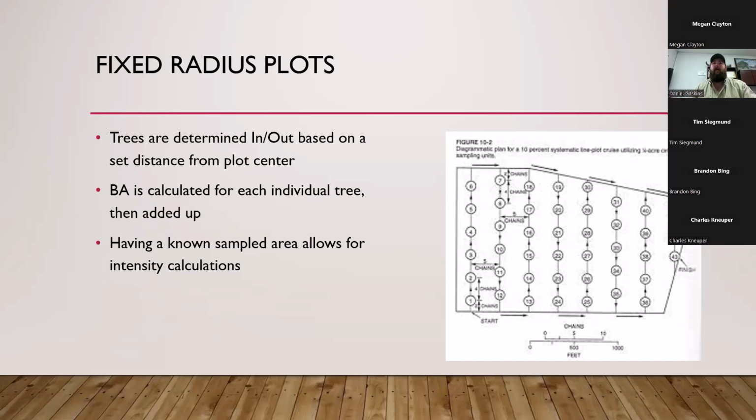So if we're doing a 10th acre plot, we know how many 10th acre plots it takes to do a 10% cruise. For example, if we have a 10-acre stand that we want to do a 10% cruise of, so we're going to measure 10% of the surface area of that stand, we need 10 10th acre plots to get a 10% cruise. So we can do a little bit more statistical analysis with this fixed radius plot.